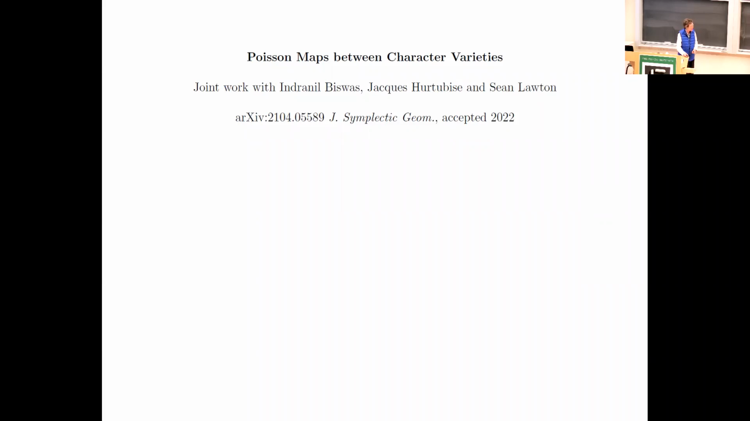In any case, this work is joint work with Indranil Biswas, Jacques Hurtubise, and Sean Lawton, and our paper is on arXiv and accepted for the Journal of Symplectic Geometry.